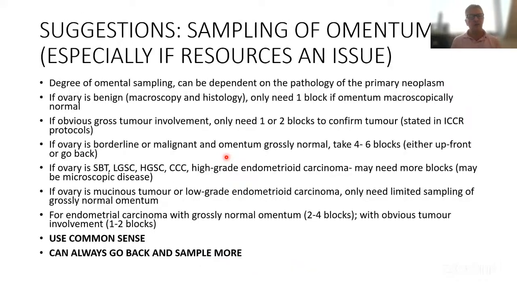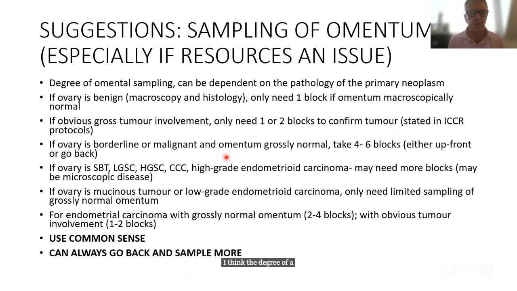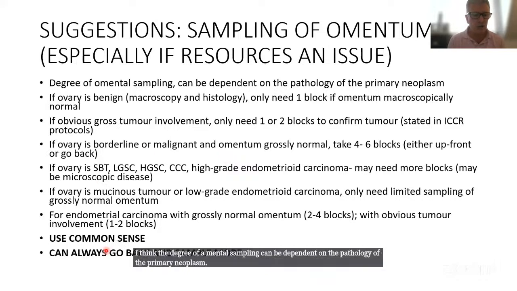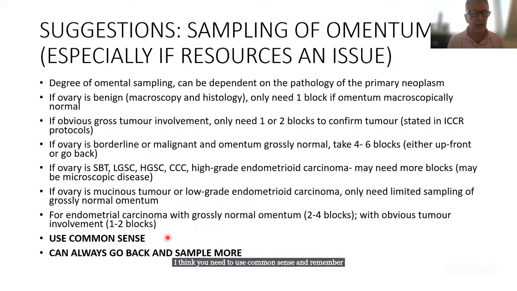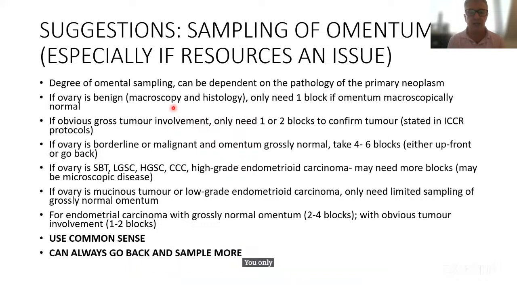So these are just some suggestions personally for sampling the omentum, especially if resources are an issue. I think the degree of omental sampling can be dependent on the pathology of the primary neoplasm. So I think you need to use common sense and remember you can always go back and sample more. So I would say if the ovary is clearly benign on macroscopy, for example, if it's just a thin-walled cyst, you only really need 1 block of the omentum if it's macroscopically normal. If there's obvious gross tumor involvement, you really only need 1 to 2 blocks to confirm tumor.